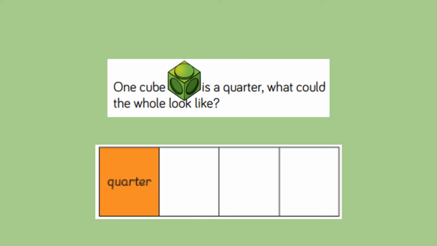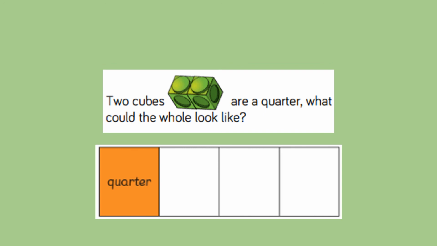This time, let's try a problem that's the other way round. So if 1 cube, like this one, is a quarter, what could the whole look like? That means all of it. So we put 1 cube in each quarter, like this, and so we end up with the whole number being 4. 4 cubes in total. 1 cube in each quarter.